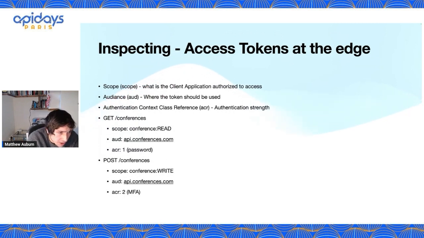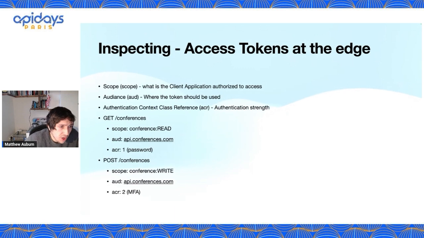Right. So the next part is the bits of information we want to check at the edge of our architecture: some additional claims. And again, these would all be claims that you would expect to find within a JWT or from the response from your introspection endpoint. And these are the scope, the audience, and something like the ACR.